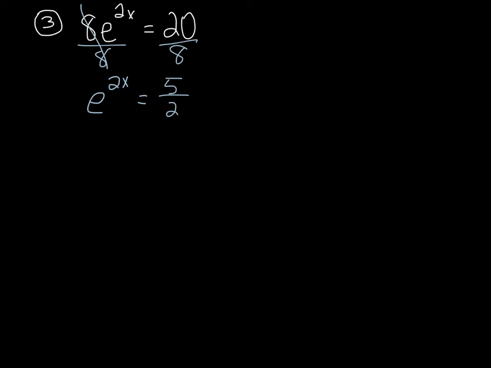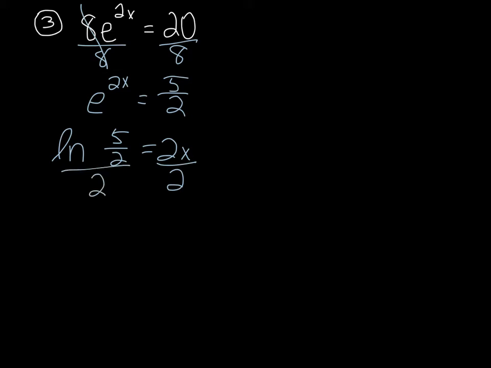Now let's say you treated it normally. It would be log base e of 5 over 2 equals 2x. But I know that log base e means the natural log. So I'm going to instead write it as the natural log of 5 over 2 equals 2x. To get x by itself, I divide by 2. So we get the exact answer is the natural log of 5 over 2, the whole thing divided by 2.